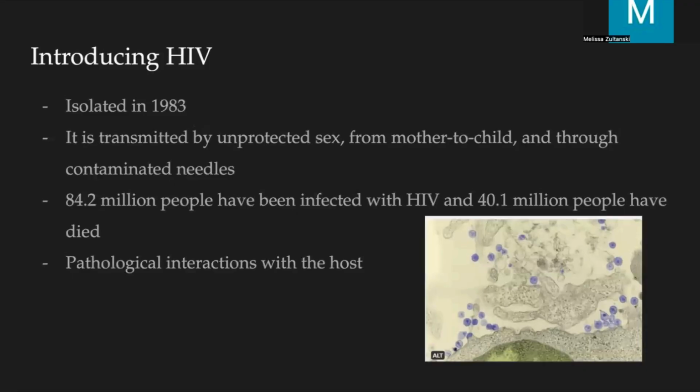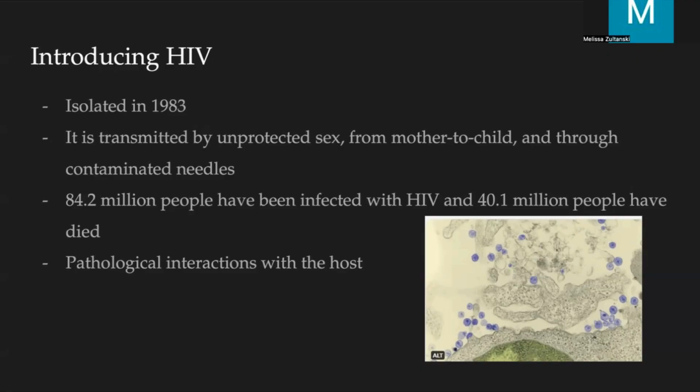HIV was first isolated on February 4th, 1983. This picture down here is actually a picture that was taken by the microscopist at the Institut Pasteur in France, where HIV was first officially isolated. It is transmitted by unprotected sex, from mother to child, and through the use of contaminated needles. It is estimated that 84.2 million people have been infected with HIV and 40.1 million people have died since the beginning of the epidemic.